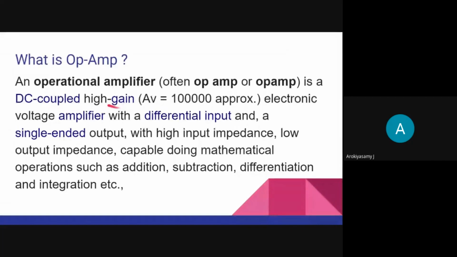High gain means gain of the order of 1 lakh to 1 million. Imagine the tremendous gain. So this is a very high gain. This gain cannot be obtained in ordinary transistor amplifiers. You must know what an amplifier is. An amplifier is a device which amplifies weak signals.